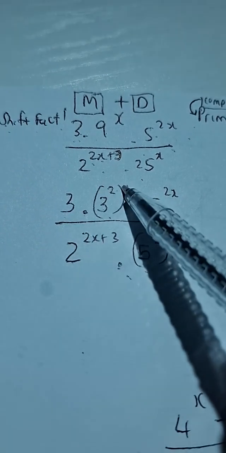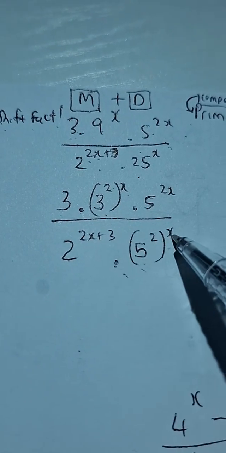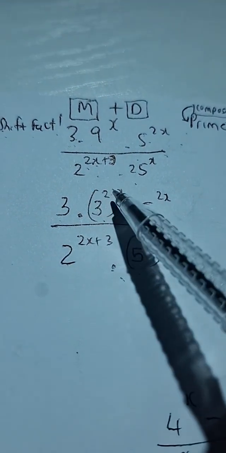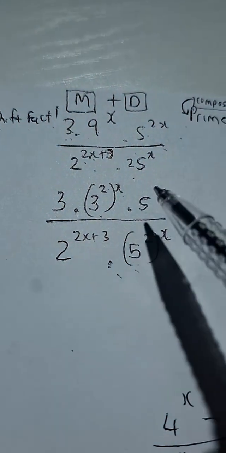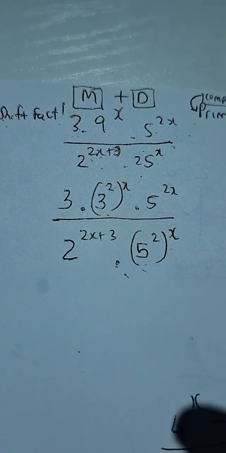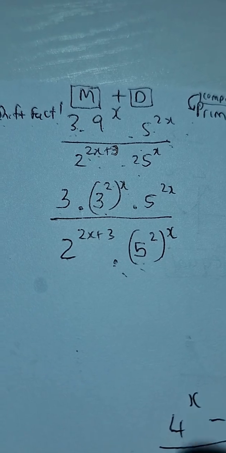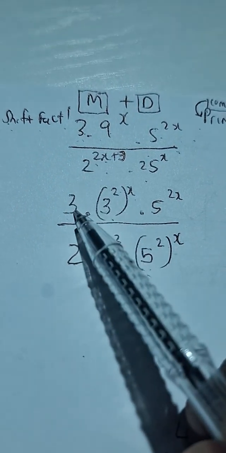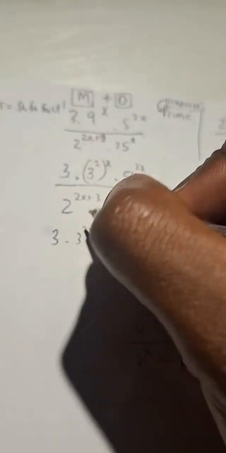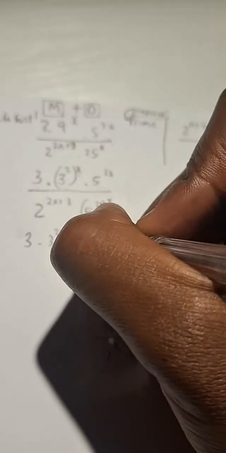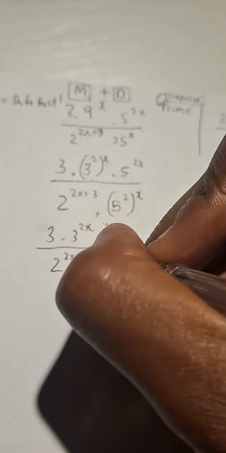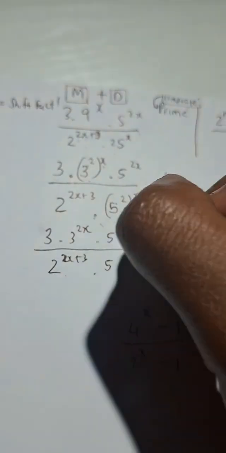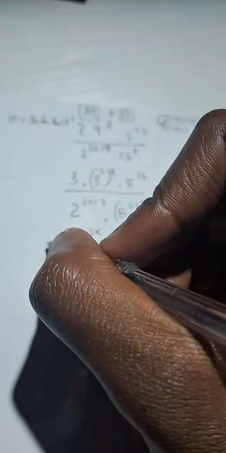Now you are going to multiply those exponents that need multiplication. And then after that, you are going to collect same bases and apply the division of same base exponents, the subtraction, and the multiplication of same base exponents so that you can get an answer. Okay, so I'm going to take 3 times 3 to the power 2x. 2 times x is 2x, times 5 to the power 2x over 2 to the power 2x plus 3 times 5 to the power, what's 2 times x? That's 2x.